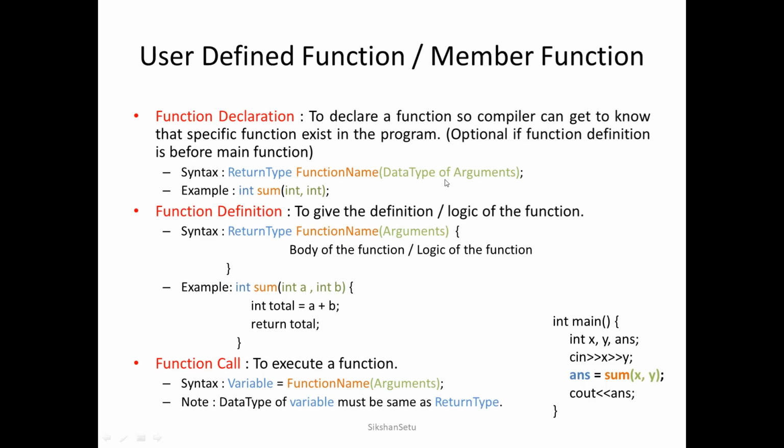and then we are printing the answer. So, three components are very important: the function is to be declared, the function is to be defined, and the function is to be called. Declaration can be optional if we have defined our function before it is being used, or we can say before the main function.